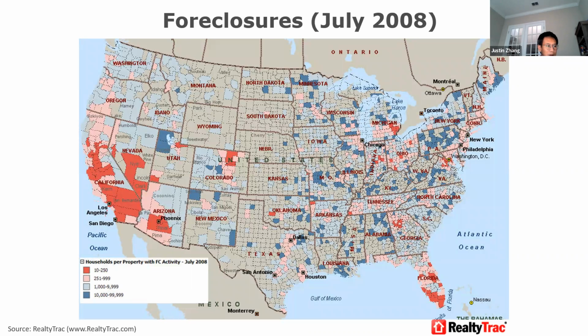Here's a map done by Realty Track. It's really well done. It shows the foreclosures by county in the United States during that same time period of 2008. It's a colorblind friendly palette of blue and red, and it's easy to see which counties in the US were hit the hardest during this time. California, Nevada, Florida, and Detroit were all hit very hard.